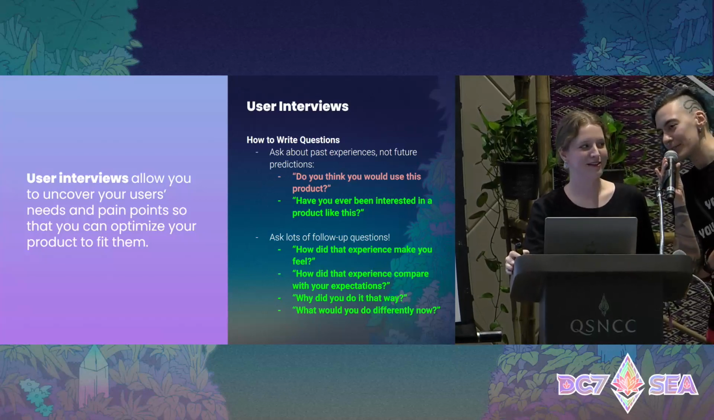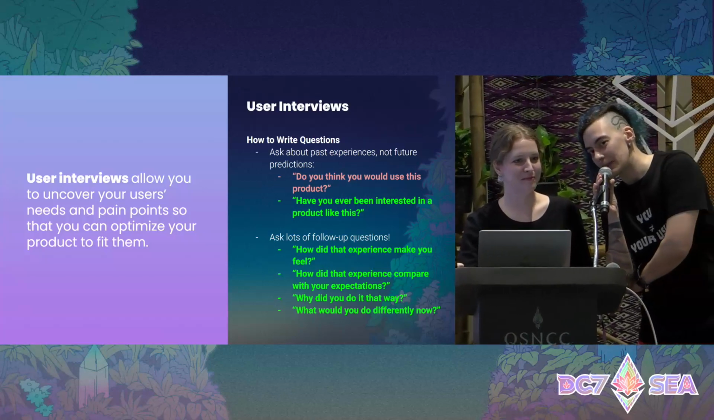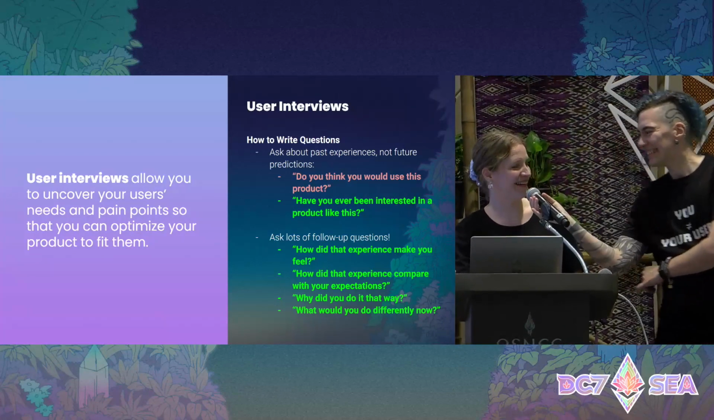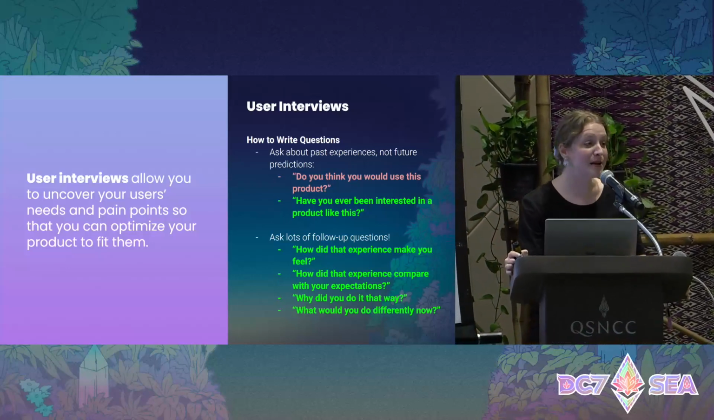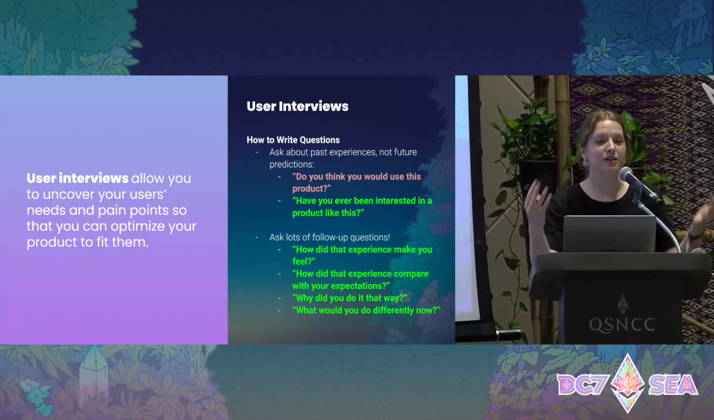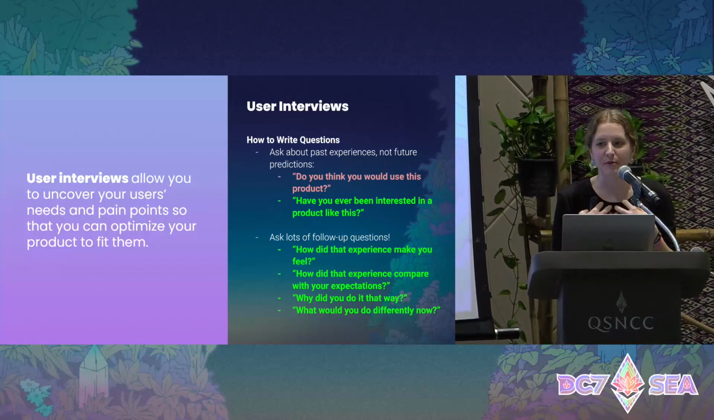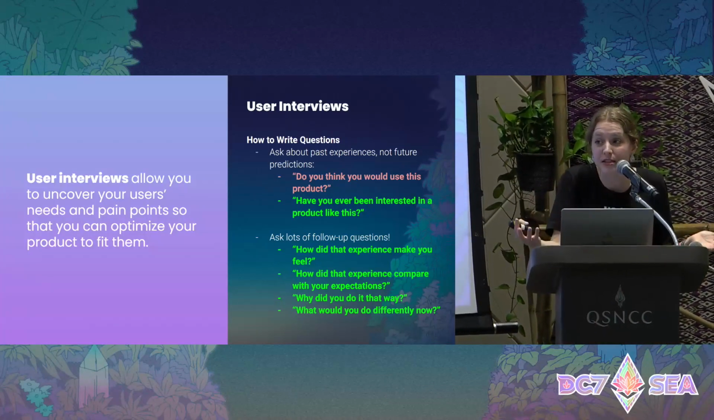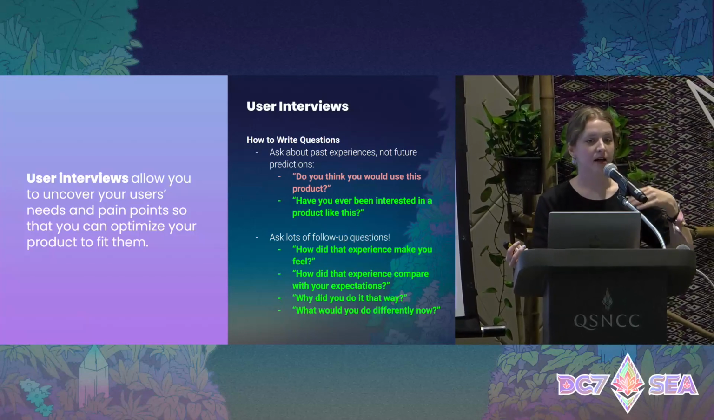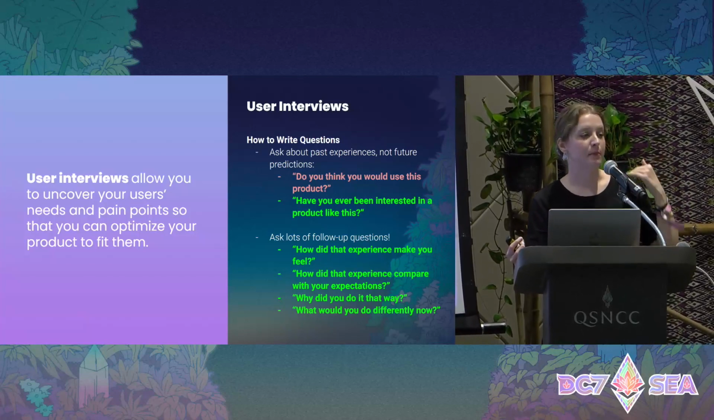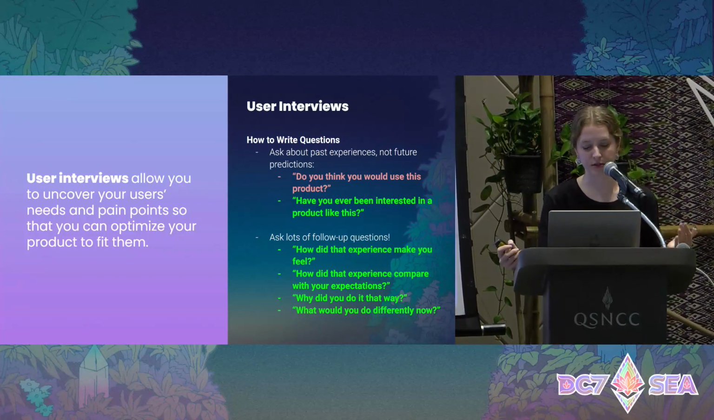Another thing about user interviews is that sometimes people lie. Yeah, as we see here. The point is that people are really bad at predicting what they're going to do in the future. They might have intentions to do something, but it doesn't mean they're going to do it. And they might do things that they had no intention of doing. So it's always better to ask about what people have done in the past, rather than asking them to predict their own future, which nobody can really do.